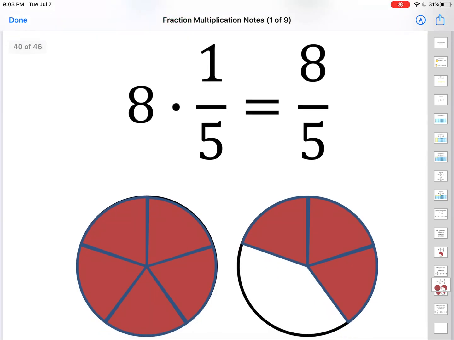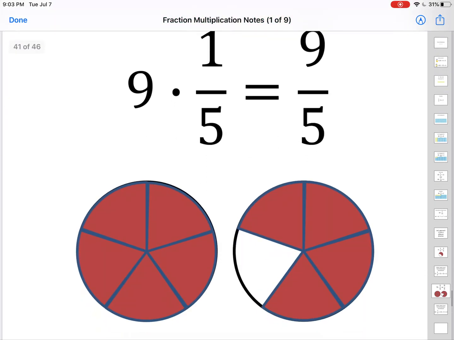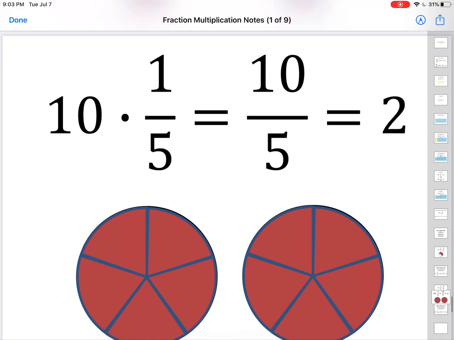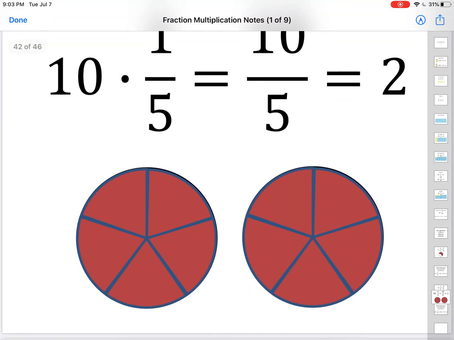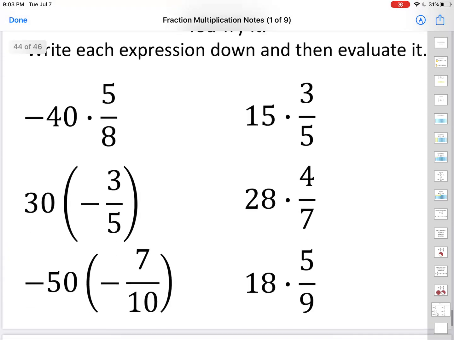8 times 1/5 is 8/5. 5 over here, 3 over here makes 8/5. 9 times 1/5 is 9/5. By the way, use fractions. Don't use mixed numbers. Mixed numbers are evil. 9/5 is easy to understand. And 10 times 1/5 is 2. See? 10/5 is 2. And it makes sense because what's 10 divided by 5? 2. All right, you try it.